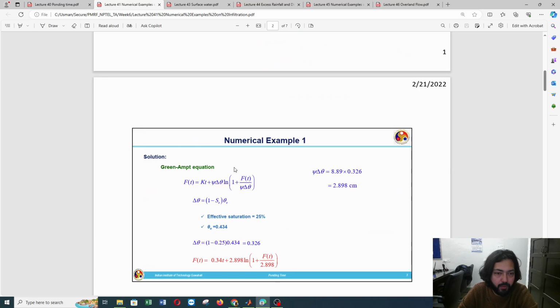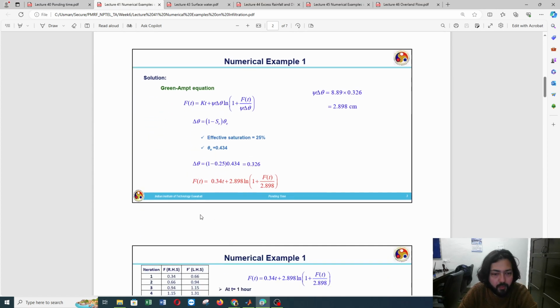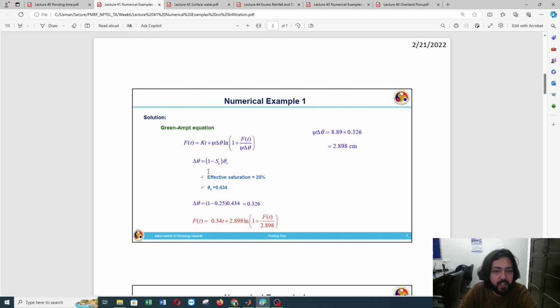So what we are going to do, we know the Green-Ampt equation, right? We know F of t is equal to K of t plus psi delta theta ln of 1 plus F of t over psi delta theta. First we are going to calculate those terms that are required in this equation. We know the value of K, given. So we are going to form an equation which will be in terms of F of t, right? So we have created this equation which is in terms of F of t.